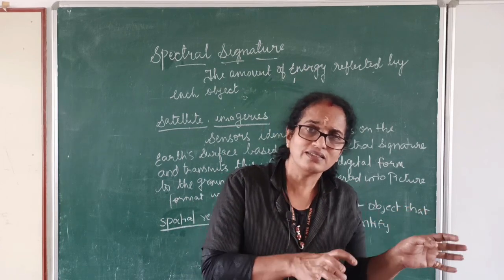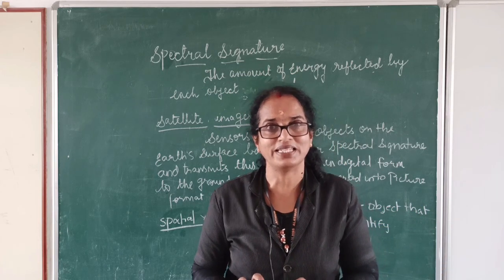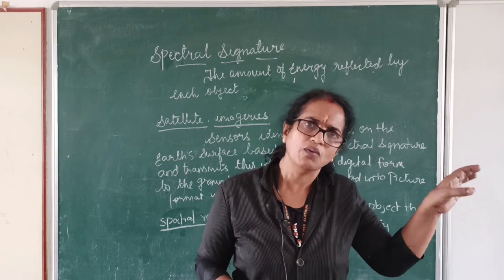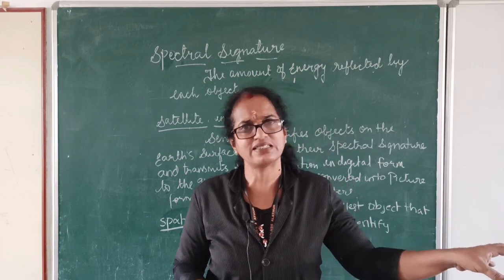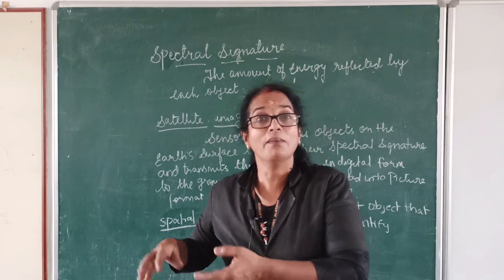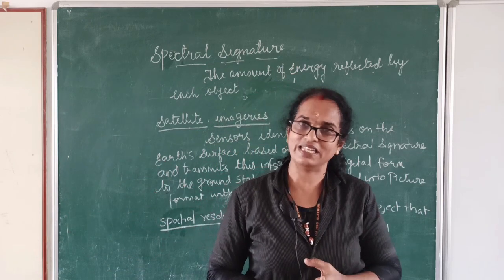The radiation that is emitted or reflected by the water bodies or by the objects will be different. It will be changing. The radiation emitted by water bodies will be different from that of mountains. The radiation emitted or reflected by mountains will be different from that of plants.